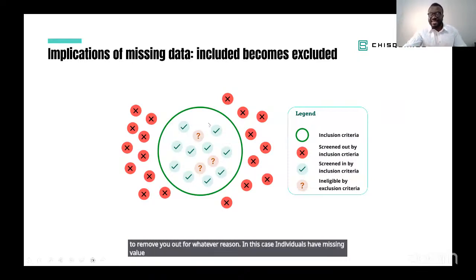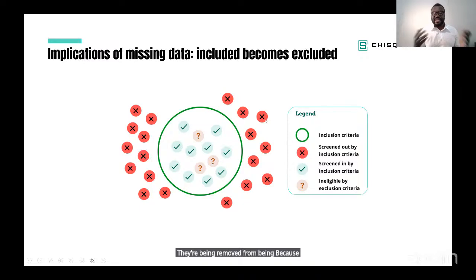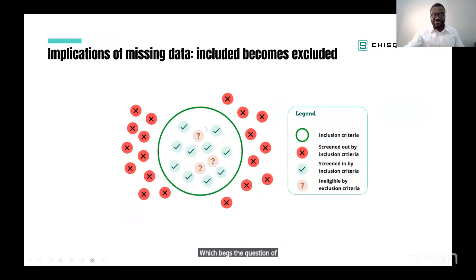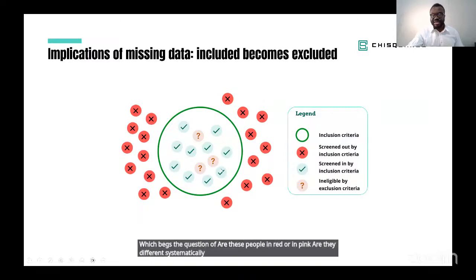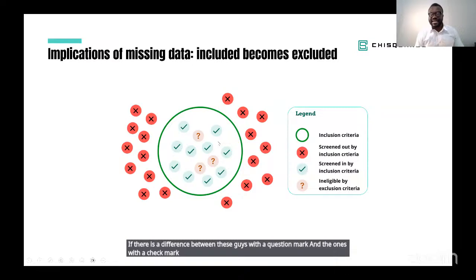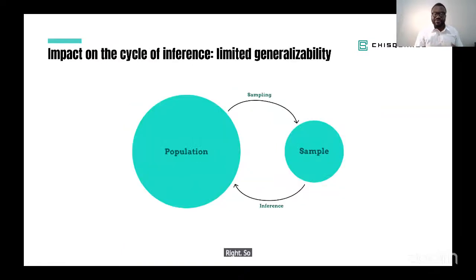So whether you realize it or not, they're being removed from here because they do not meet the criteria for the analysis, which is having complete information. So this is what missingness does to your study. It allows individuals who had met the inclusion criteria to be systematically removed from the analysis, which begs the question of, are these people in red or in pink, are they different systematically from those in green? If there is a difference between these guys with a question mark and the ones with a check mark, then we have selection bias on our hands, right? So that is why we need to be worried about this.